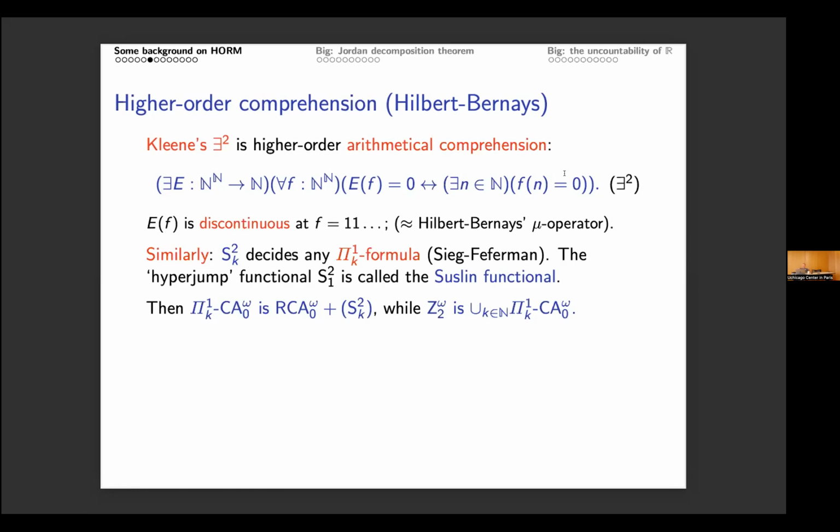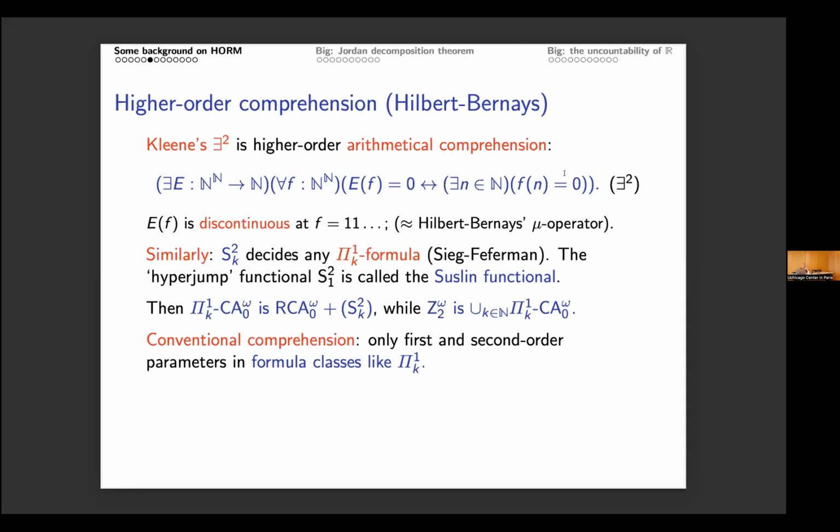Then here is the part that Harvey will not speak about. Oh no, not yet. So this is all conventional comprehension. When I say Pi 1 K, I mean only first and second order parameters, because things are what they are in the third order world.